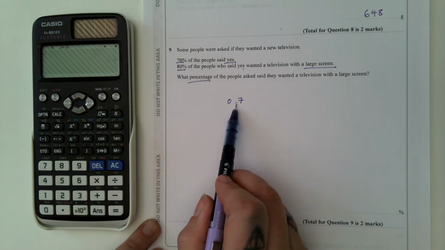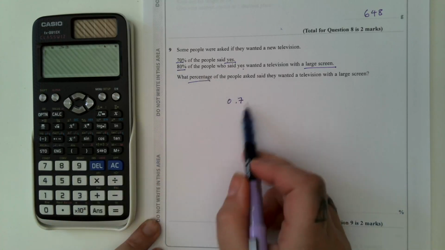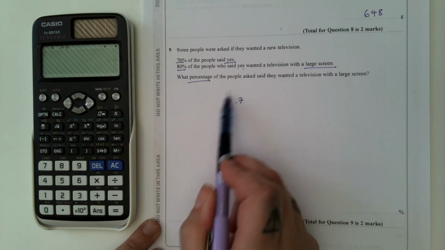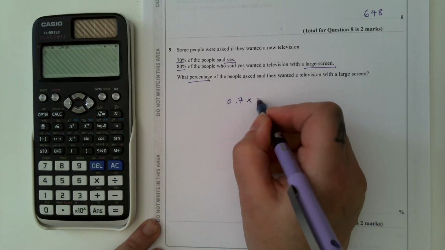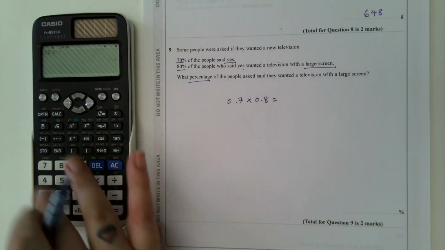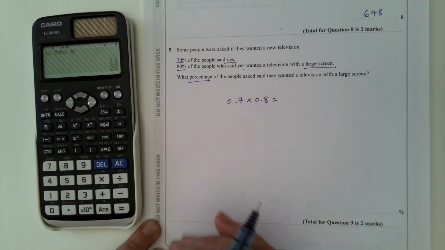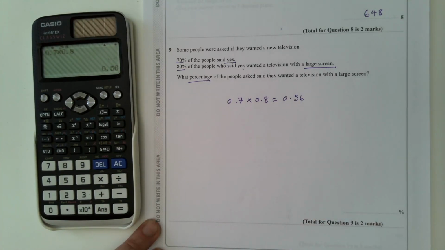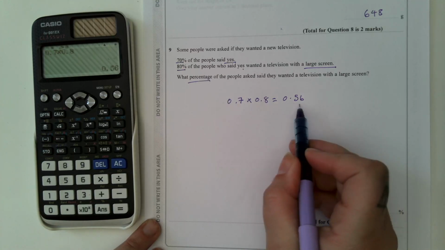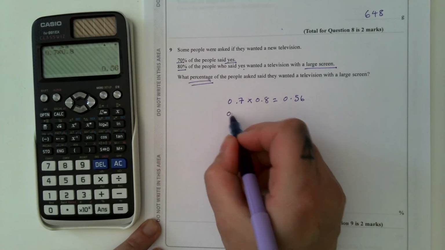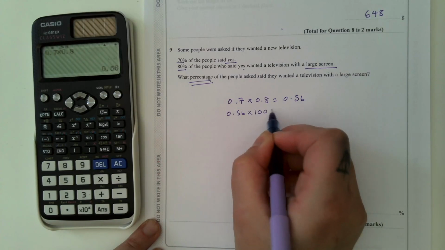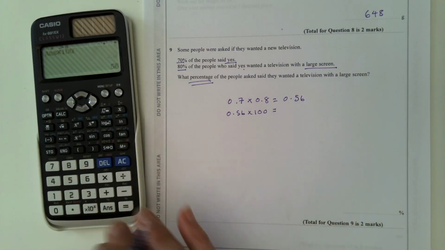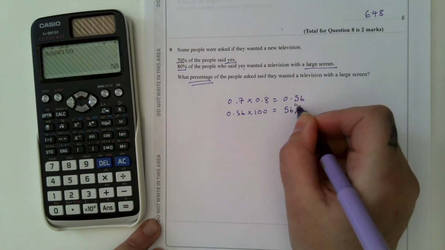So 70% said yes, and this is the amount of people we're dealing with, but 80% of these people wanted a large screen. So I'm going to work out what 0.7 times 0.8 is. And that tells me 0.56. So 0.56 of the people asked said they wanted a television with a large screen. This is a decimal. We want a percentage, so 0.56 times by 100 will tell us it as a percentage, which is 56%.